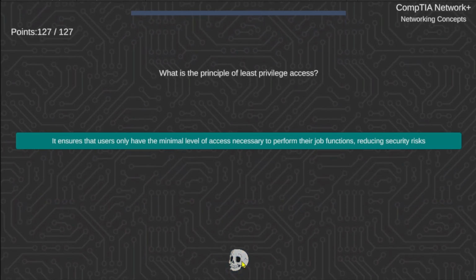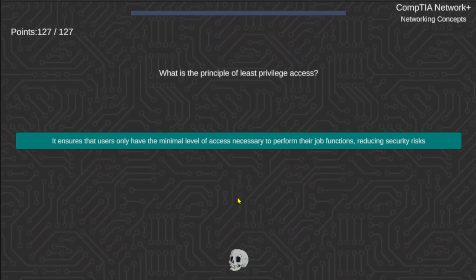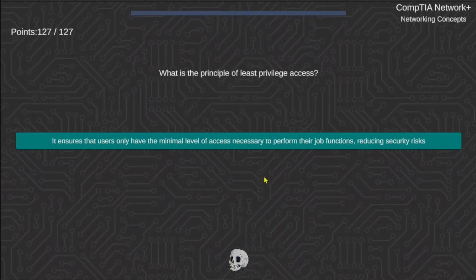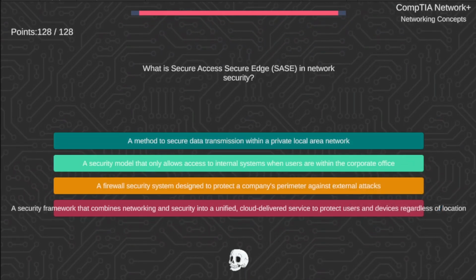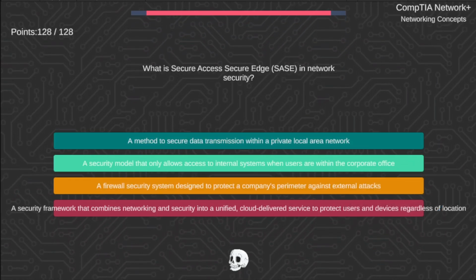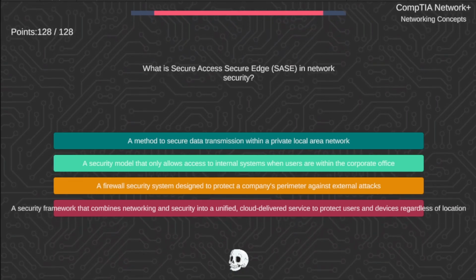Correct answer, it ensures that users only have the minimal level of access necessary to perform their job functions, reducing security risks. What is Secure Access Secure Edge, SASE, in network security?